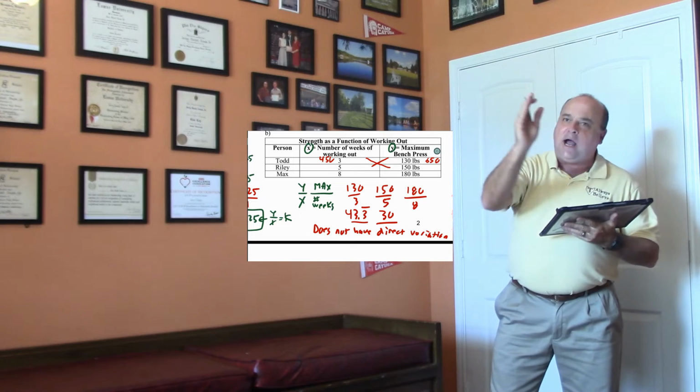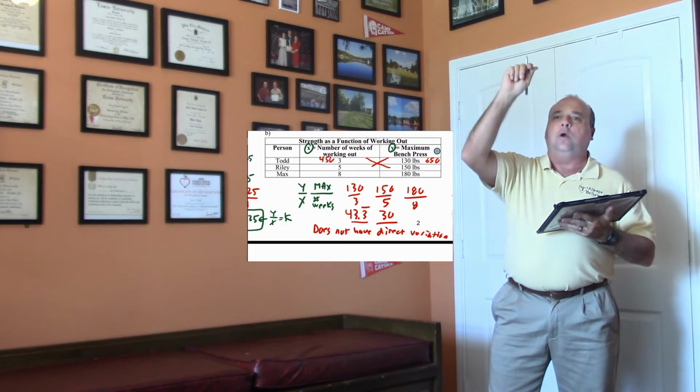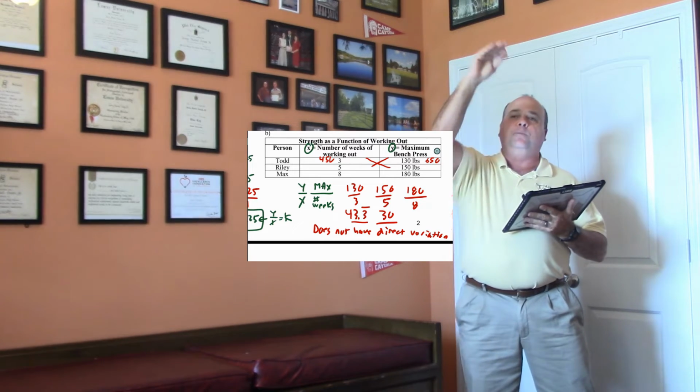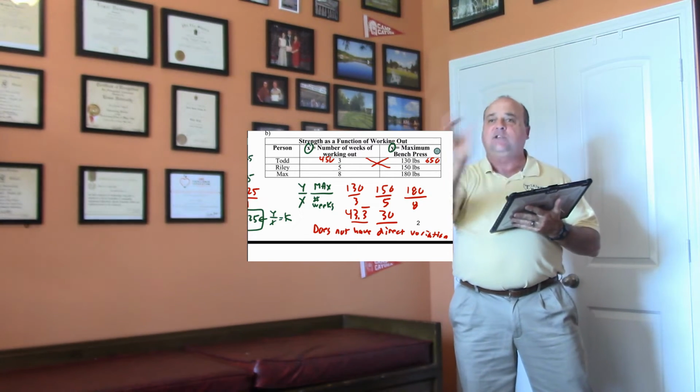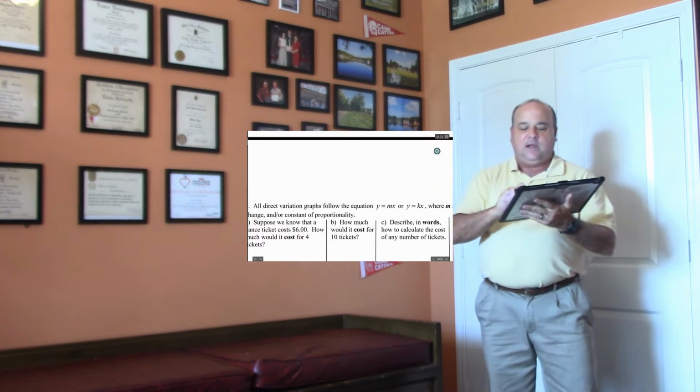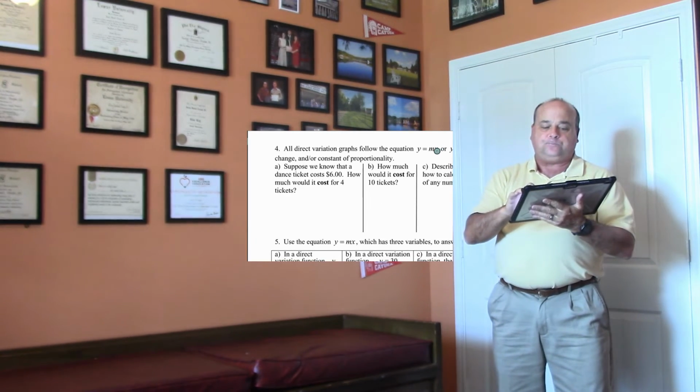A lot of information in here. Basically, you are learning that a proportion is now called direct variation, and instead of putting y over x equals y over x, we're going to write it as y equals kx. Now then, let's turn the page.